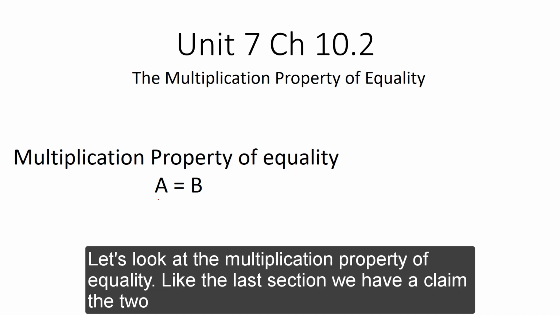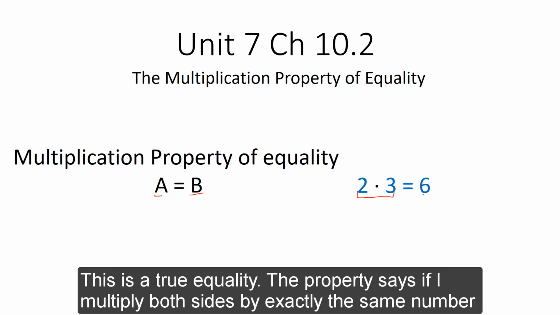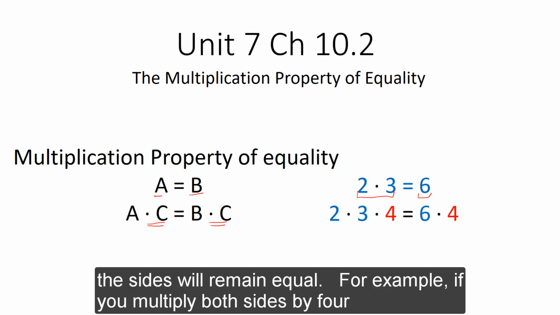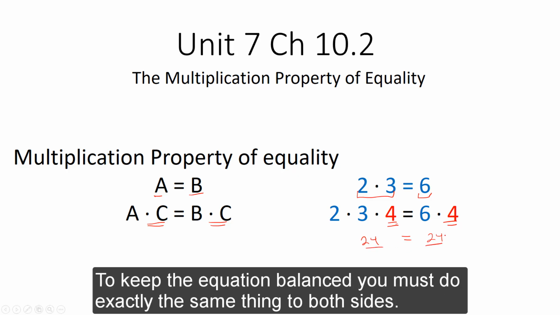Like the last section, we have a claim that two expressions are equal to each other. For example, 2 times 3 is equal to 6 is a true equality. It says that if I multiply both sides by exactly the same number, they will remain equal to each other. If I multiply both sides by 4, then 2 times 3 times 4 is 24, still equal to 6 times 4, which is 24. To keep the equation balanced, you must do exactly the same thing to both sides.